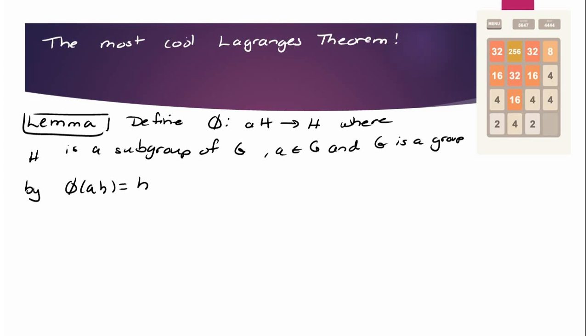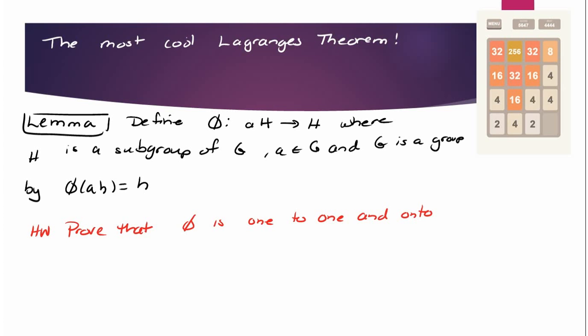First, a lemma. If we have a function going from the left cosets to H, where H is a subgroup of G, and a belongs to G, a fixed element in G, and G is a group, we define this function by phi of aH is equal to H. For homework, as your in-class assignment working together in groups, prove that this phi is one-to-one and onto.